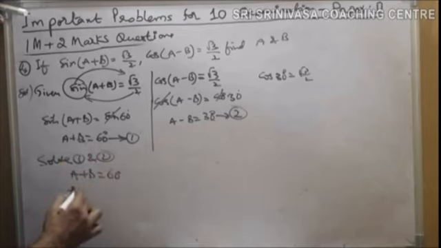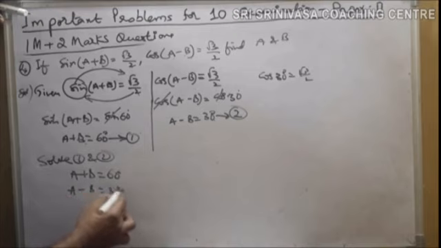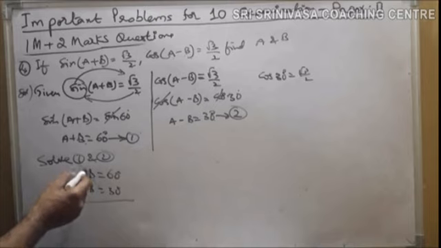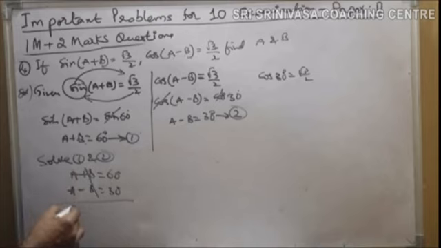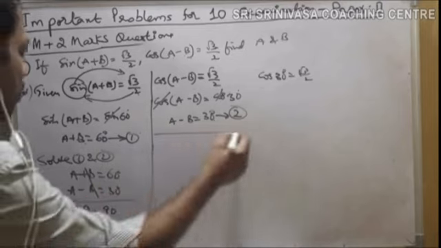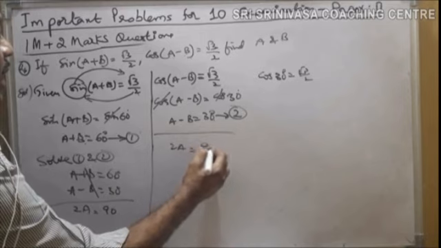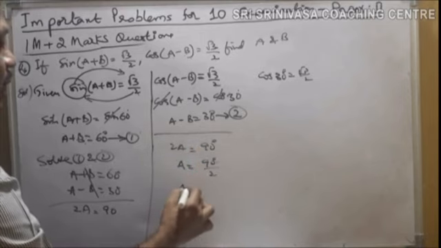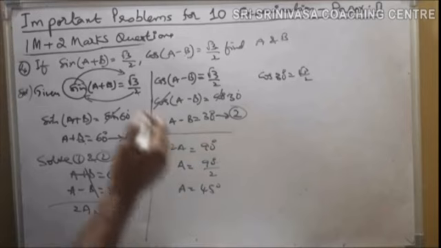Second equation is a minus b equal to 30 degrees. Now here I will go for elimination method. Plus b minus b is eliminated. A plus a is 2a equal to 60 plus 30 is 90 degrees. So 2a equal to 90 degrees. a equal to 90 by 2. a equal to 45 degrees.